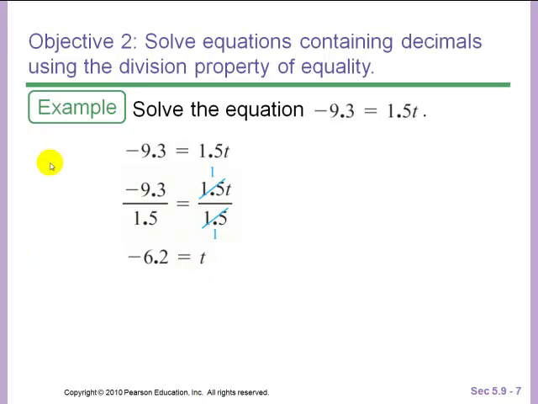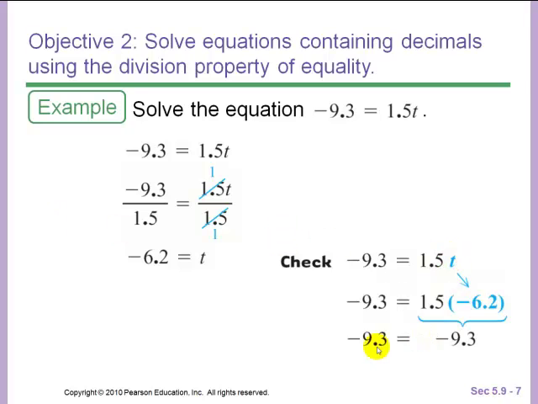Again, do any necessary arithmetic off to the side. We can check our answer if needed by replacing the t with negative 6.2, and it should multiply out to be the same, which it does. Therefore, your answer is negative 6.2 equals t.